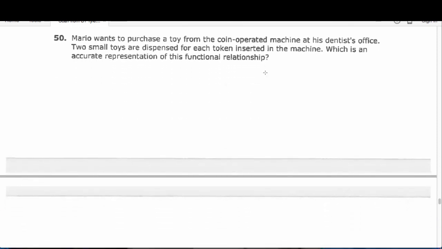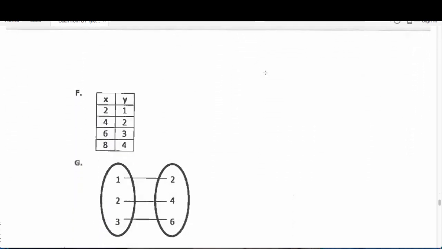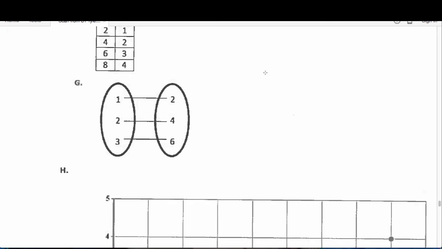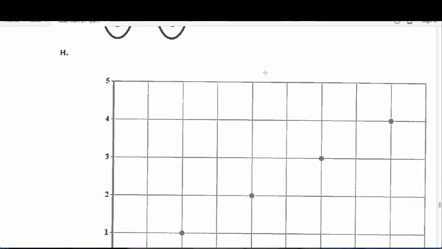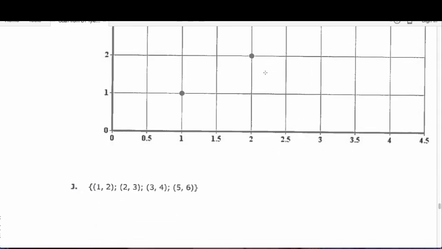Question 50. Mario wants to purchase a toy from the coin-operated machine at his dentist's office. 2 small toys are dispensed for each token inserted in the machine. What is an accurate representation of this functional relationship? F, G, H, J.